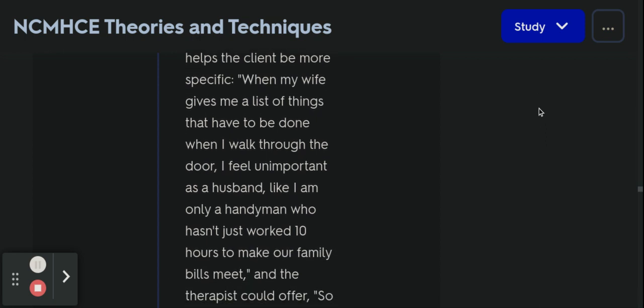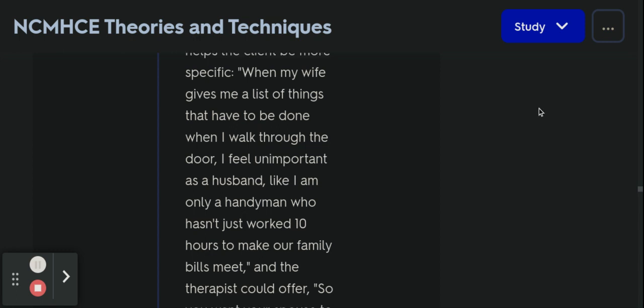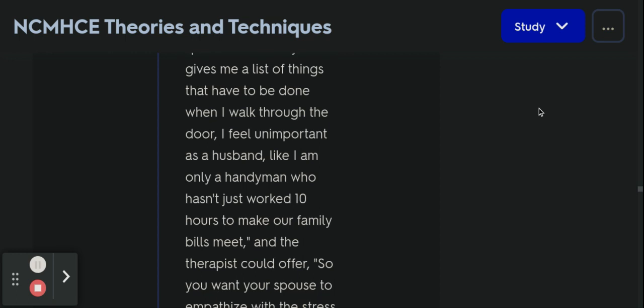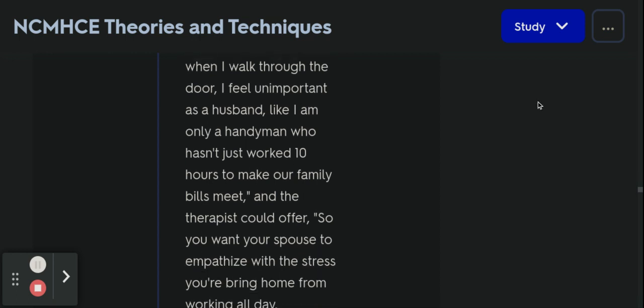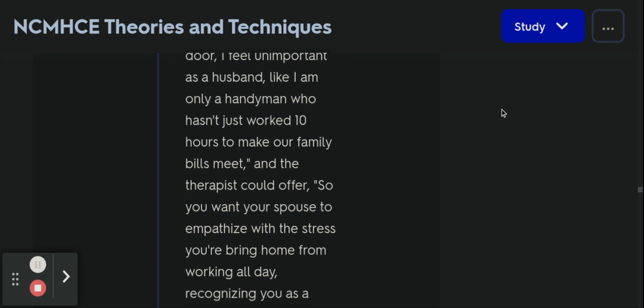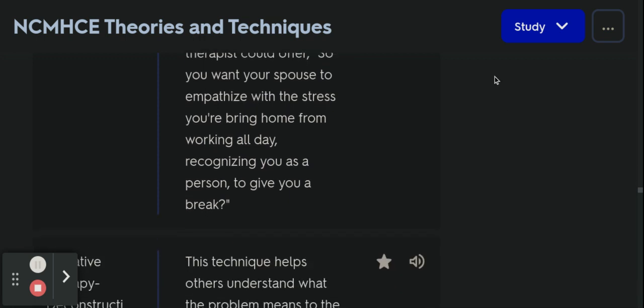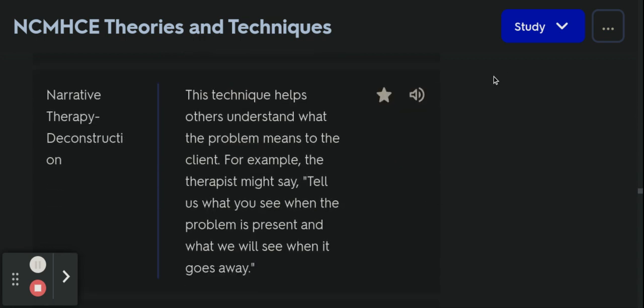The therapist helps the client to be more specific. "When my wife gives me a list of things that have to be done when I walk through the door, I feel unimportant as a husband, like I am only a handyman who hasn't just worked 10 hours to make our family bills meet." And the therapist could offer, "So you want your spouse to empathize with the stress you're bringing home from working all day, recognizing you as a person to give you a break."